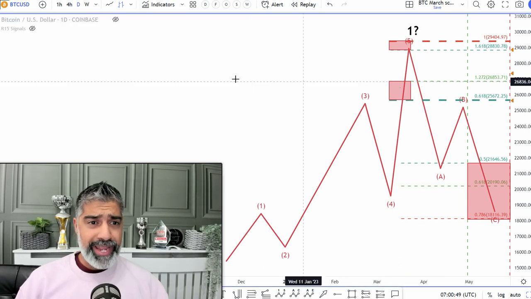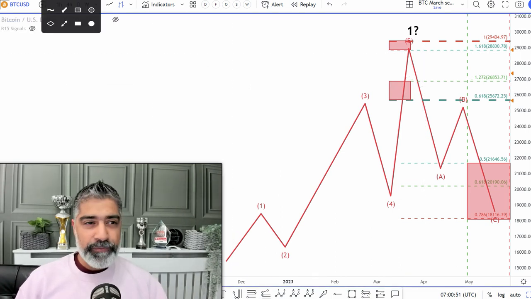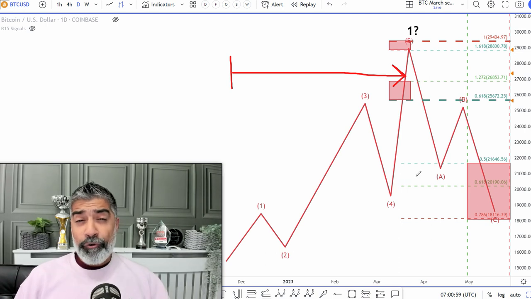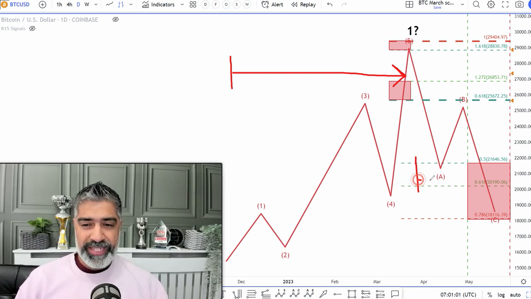So what we're going to look at now is time. This is a bit advanced, but I think you should be aware of it. When there's a move to the upside and it takes a certain amount of time, the correction typically also takes a certain amount of time.